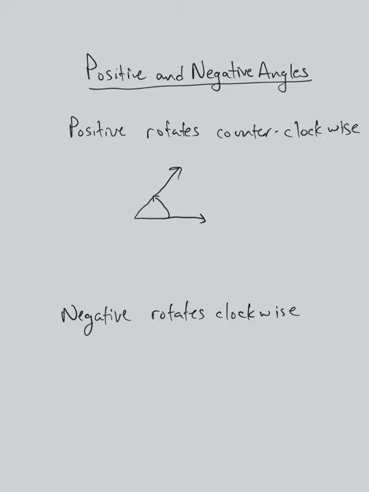Now notice I keep drawing that initial side horizontally, but I don't have to. I could start with an initial side right here. As long as I rotated that in the counterclockwise direction, that would be a positive angle. Okay, and just conversely for negative angles, I could start here with a horizontal initial side. Then if I rotate it clockwise, that's a negative angle. Okay, and again, it doesn't matter where your initial side is, so I could start here.